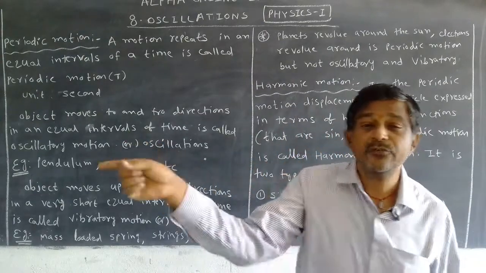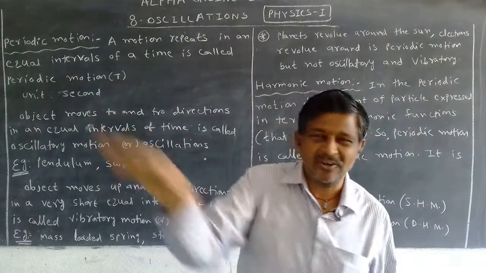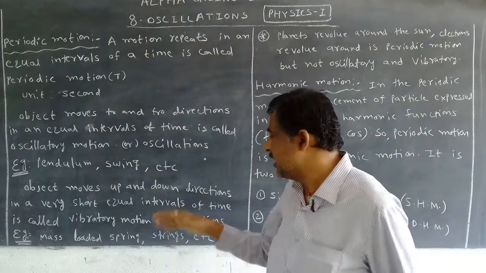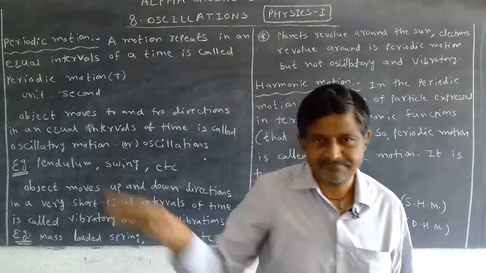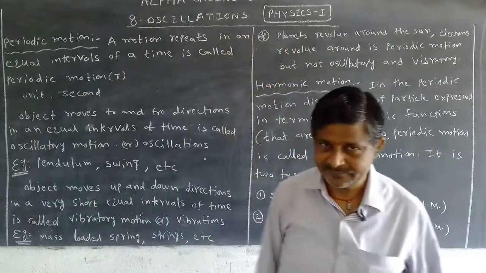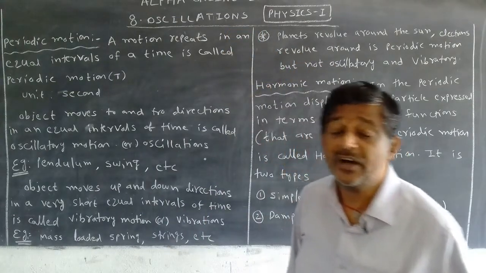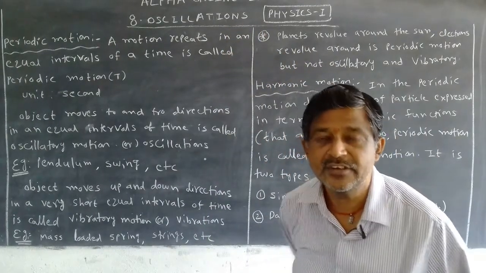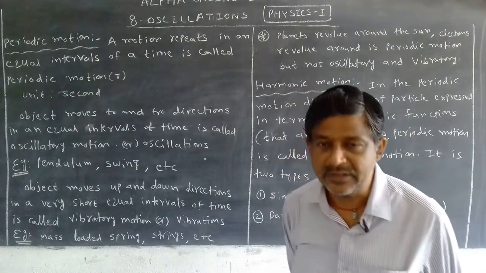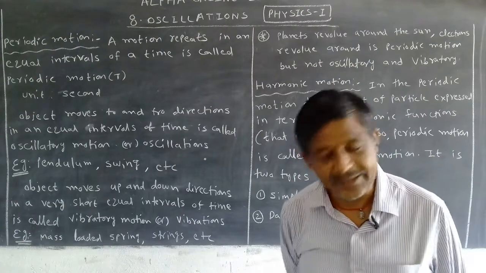Who moves to and fro? The pendulum in a wall clock moves like this, to and fro. Otherwise, a swing. There are a number of examples, but these two are enough. Which are examples of oscillatory motion? Pendulum and swing.